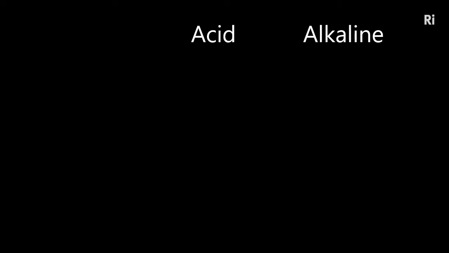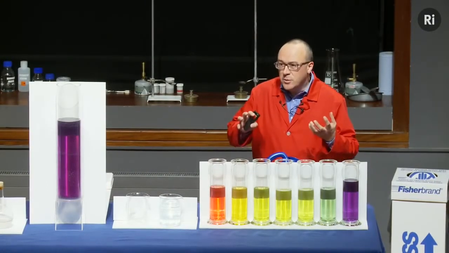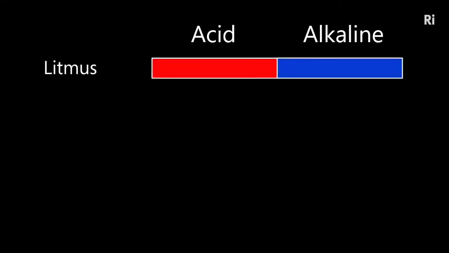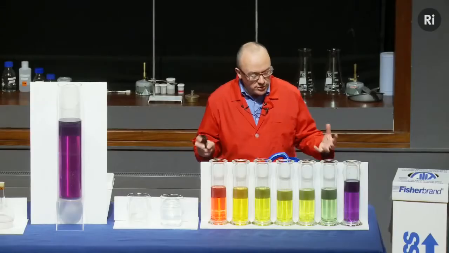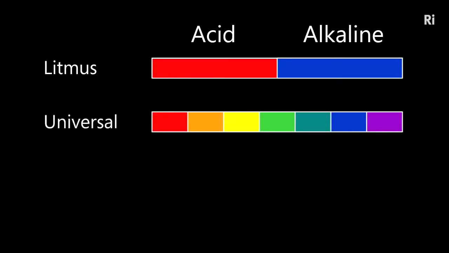Now, we can use certain substances to tell us whether a material is acid or alkali, and probably one of the most famous of these is called litmus. So litmus is a material which is red in acid conditions and it's blue in alkali conditions. But there are lots of other indicators, and the one we used in this experiment was called universal indicator. So this has a range of different colours.